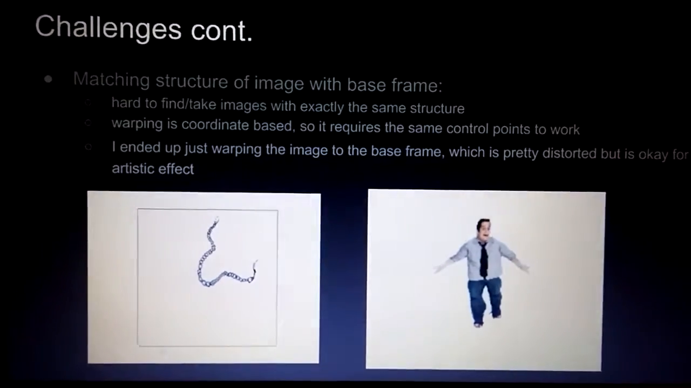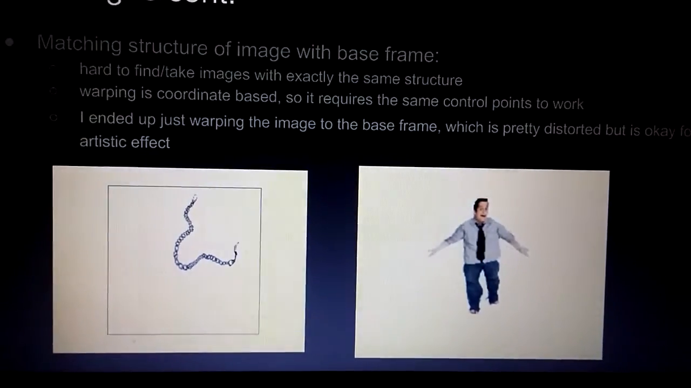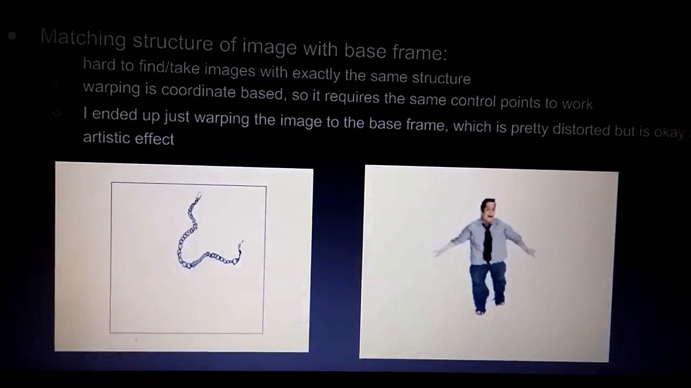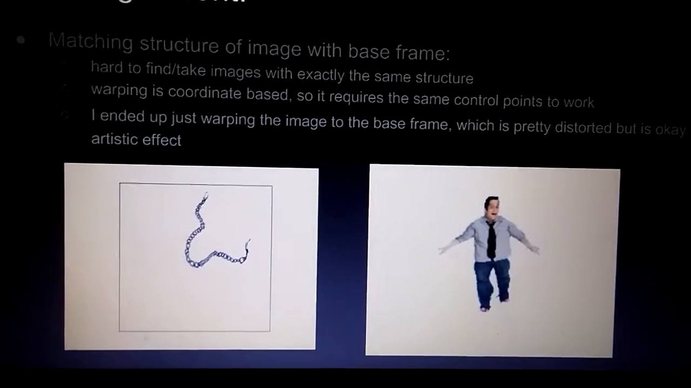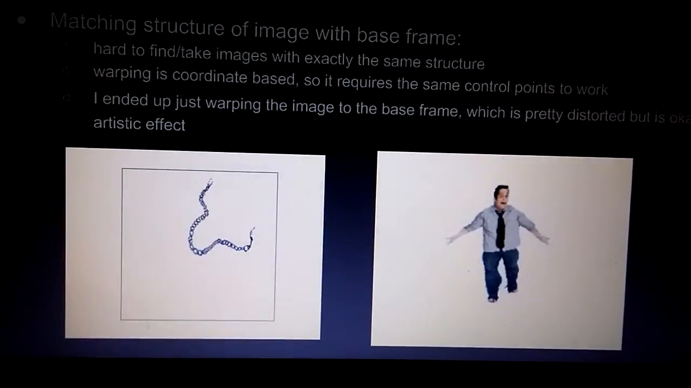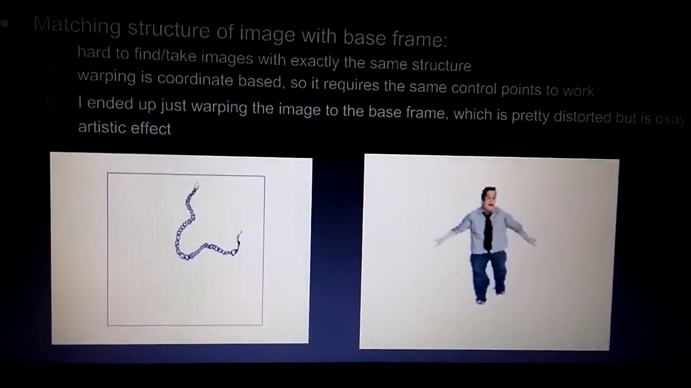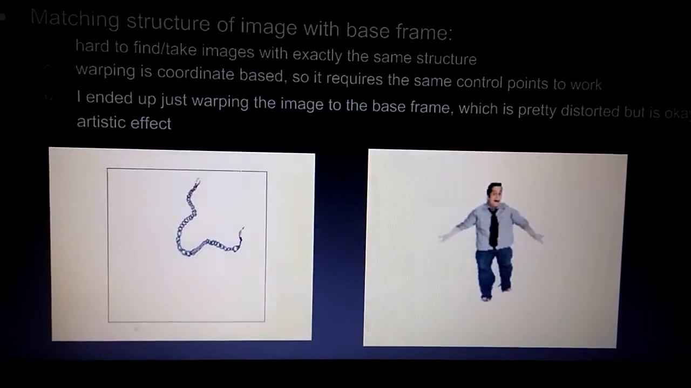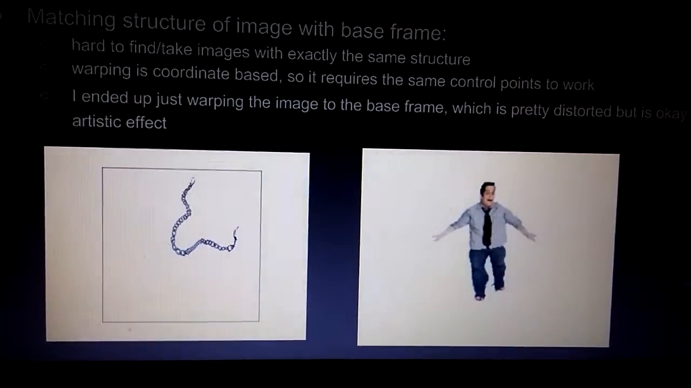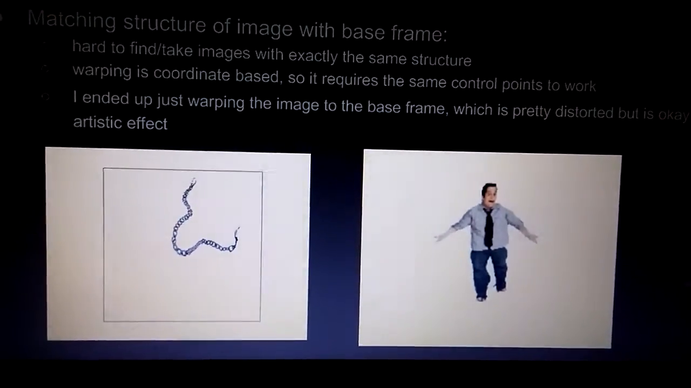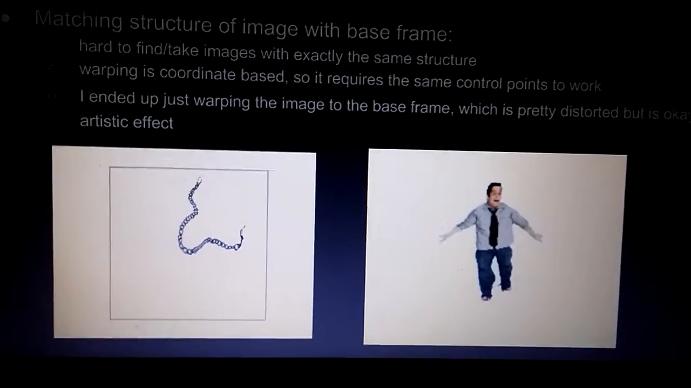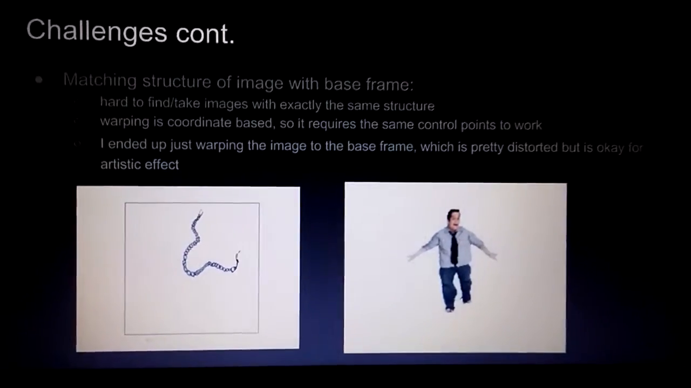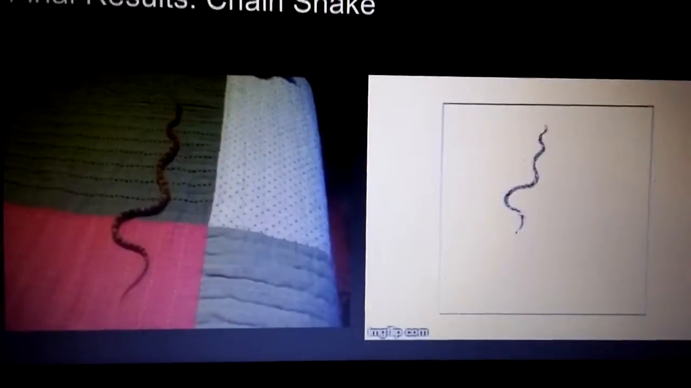Okay, and then another thing was matching the structure of the image I want to animate and the base frame. It's really hard to find two things that are exactly the same structure, but because warping is coordinate based, it doesn't work very well unless you have exactly the same points. So I ended up warping the image to the base frame, which looks pretty okay for objects, like when I warp the chain to the shape of the snake, but with the person and the penguin, it looks kind of weird. But it's not too bad.